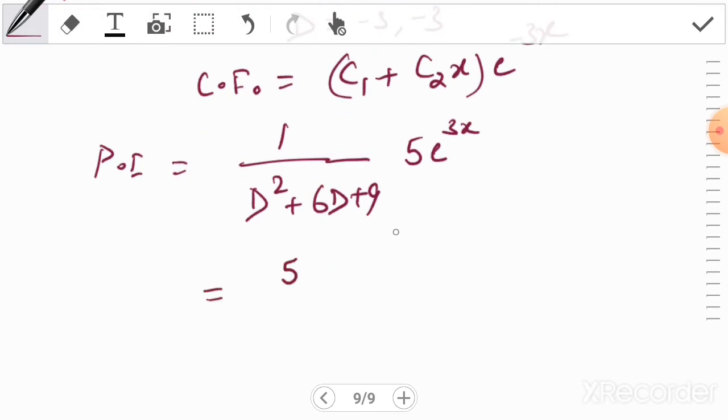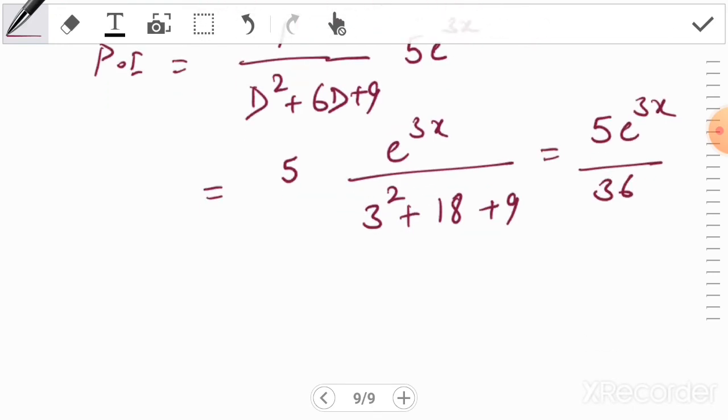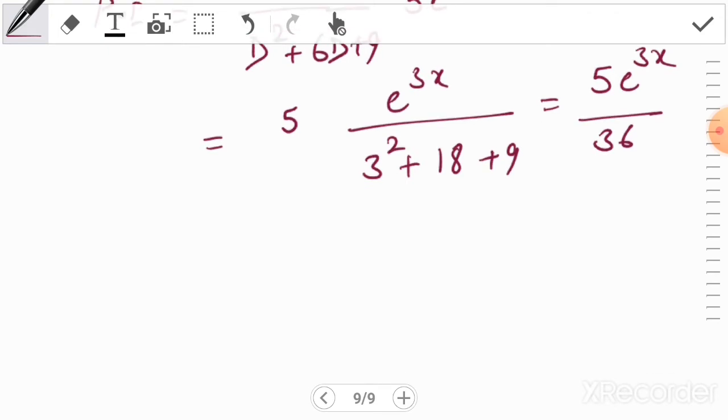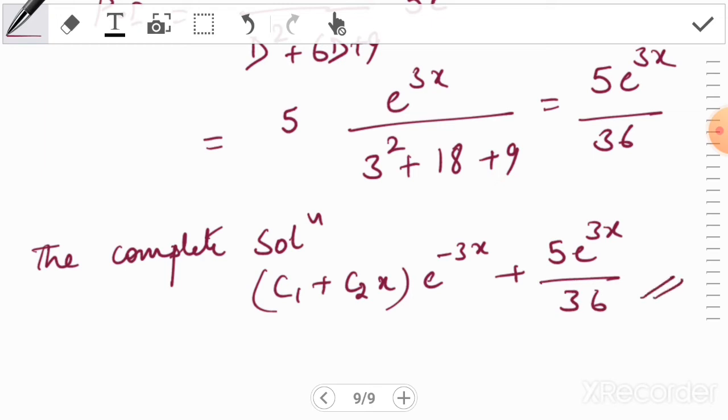Since 5 is a constant, so e raised to the power 3x by, put D as 3, so 3 square plus 6 into 3 plus 9, which is equal to 5 e raised to the power 3x by 36. So this is the particular integral. Then the complete solution is (c1 plus c2 x) e power minus 3x plus 5 e power 3x by 36. Okay.